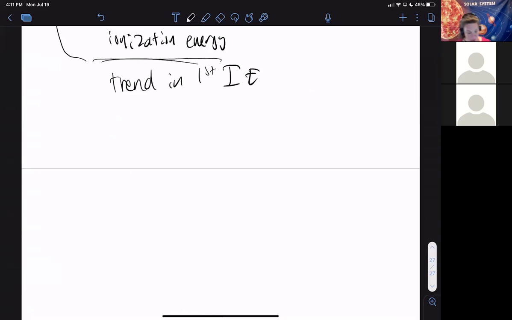Okay, sorry, back to first ionization energy. You should know trends in first ionization energy and when you have anomalies, and why.